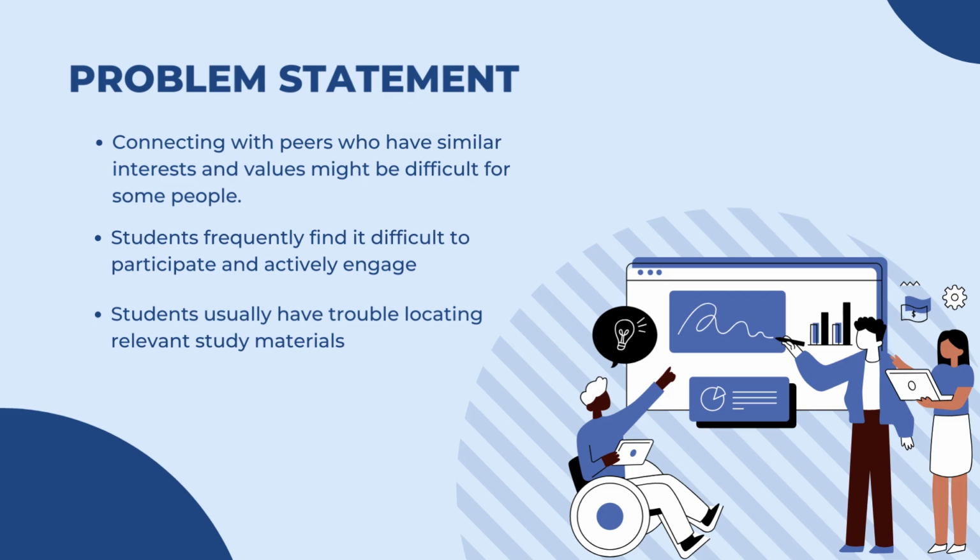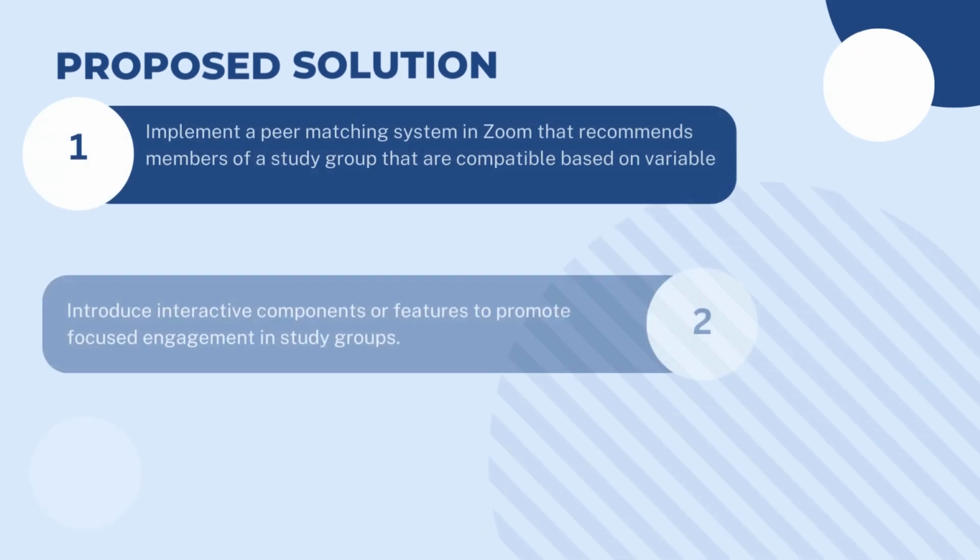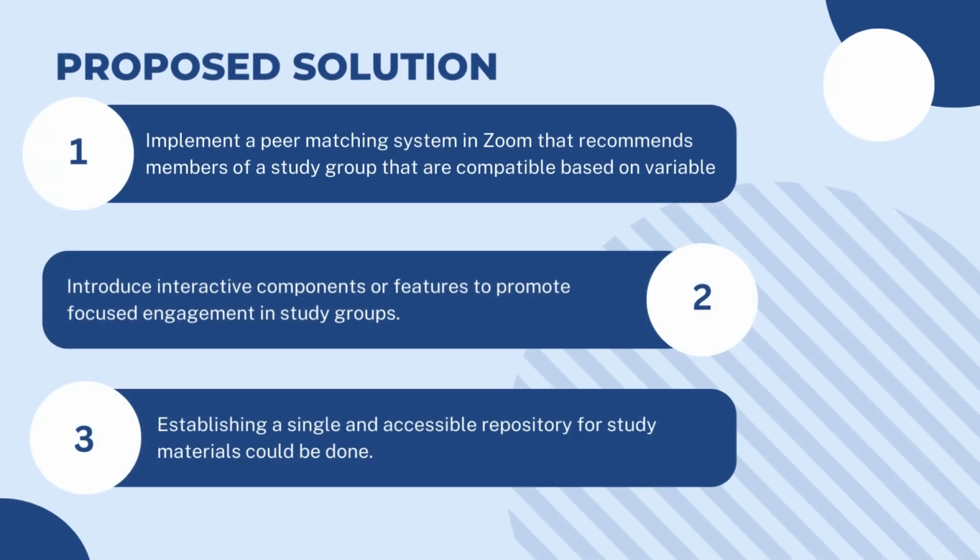And lastly, students usually have trouble locating relevant study material. This disorganized approach not only wastes time but also makes it difficult for students to concentrate and successfully understand the course material. So the proposed solution based on the problem statements I stated before: the first is to implement a peer matching system in Zoom that recommends compatible members of a study group based on variables.